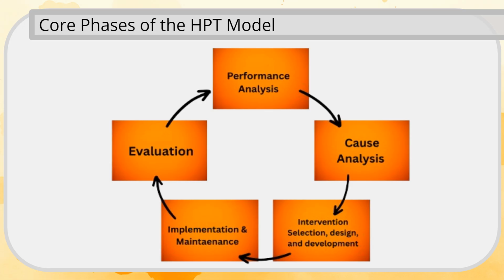With a clear understanding of the root causes, we move to the intervention selection, design, and development phase. This phase involves choosing, designing, and developing tailored interventions. HPT's interdisciplinary nature allows for a wide range of both instructional and non-instructional solutions. Following this, the implementation and maintenance phase is about putting these selected interventions into practice and ensuring their continued effectiveness. And finally, the crucial phase of evaluation. This is where we assess whether interventions actually closed the performance gap and achieved the desired outcomes, ensuring sustainable improvement, as Saporsky and colleagues described in 2024.